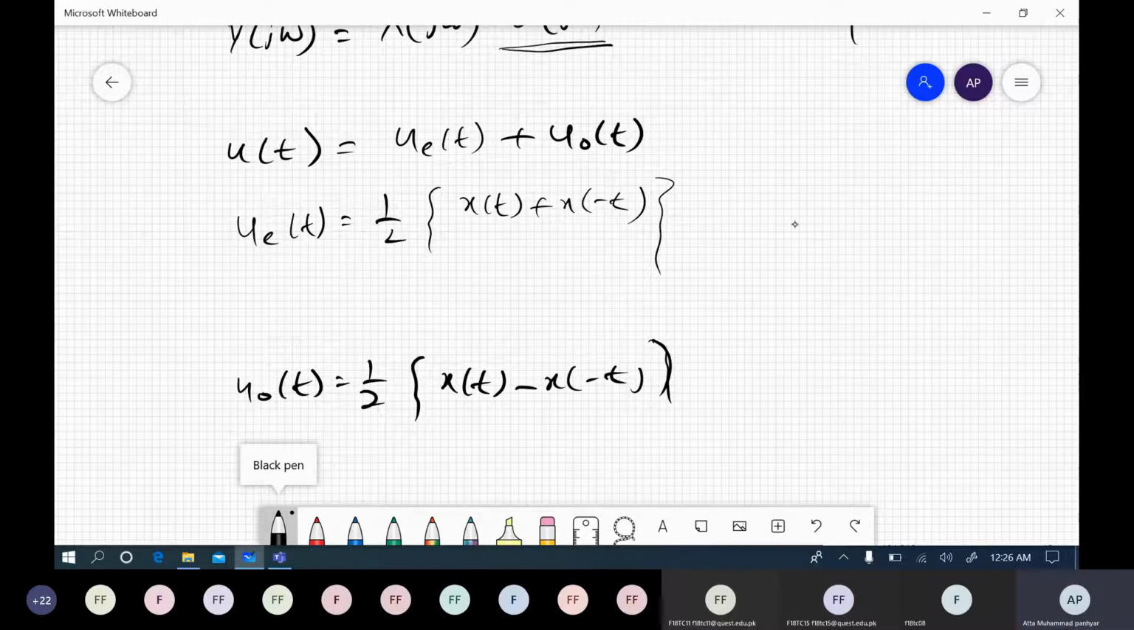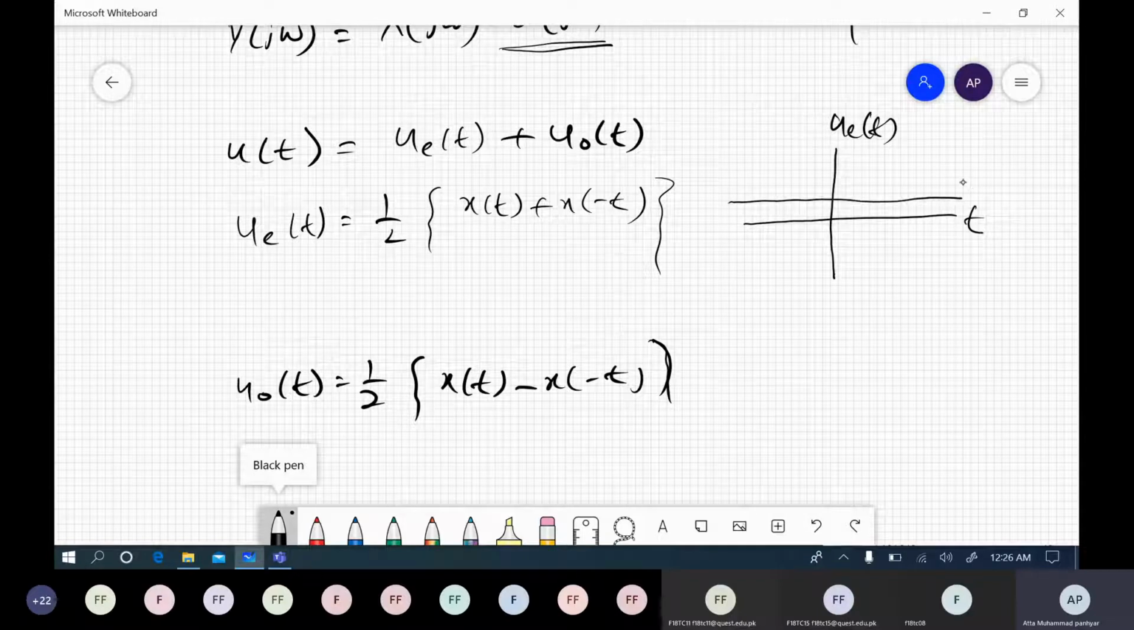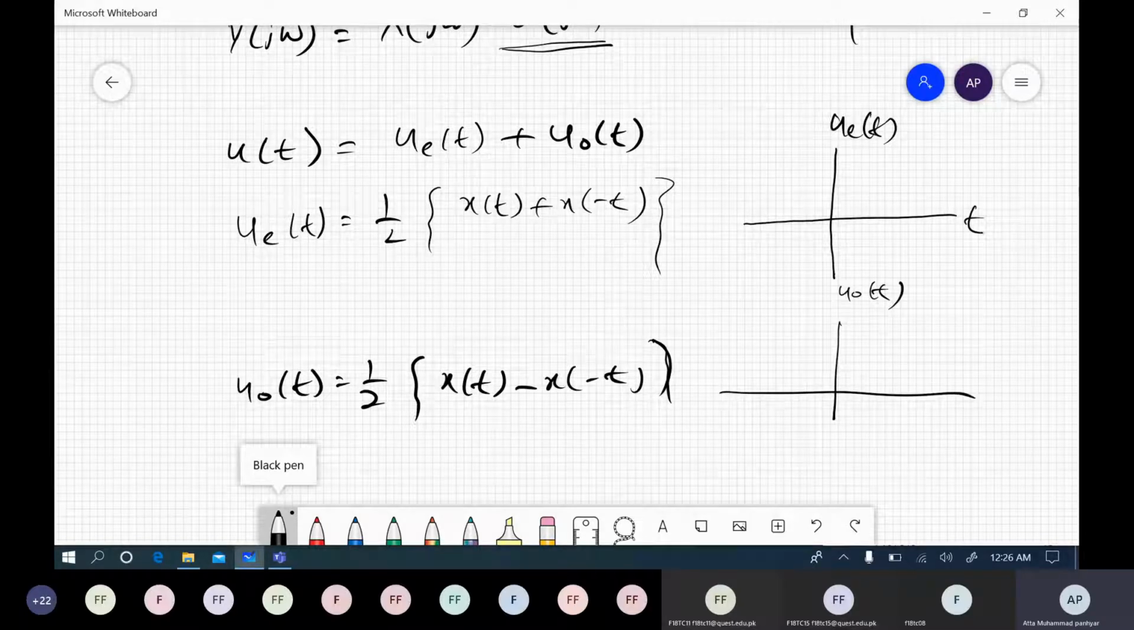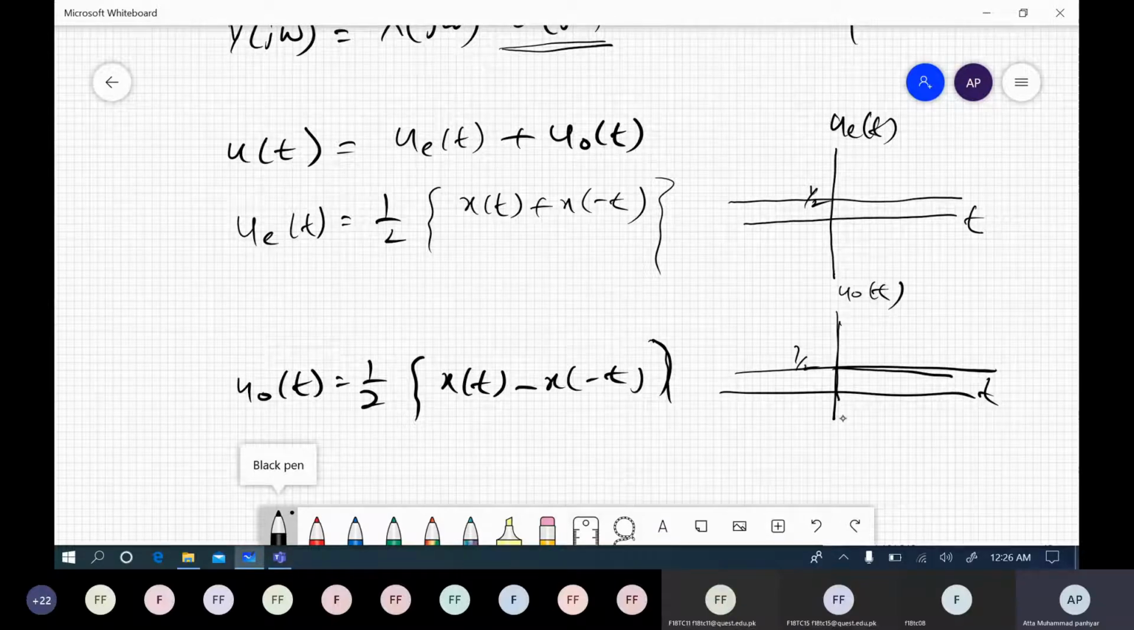And we know if you compute, I'm only drawing the even part now. The even part of this signal is always half, from minus infinity to infinity. And the odd part, u odd of t, from 0 to infinity is half, and from minus infinity to 0 it is minus 1 by 2, right?